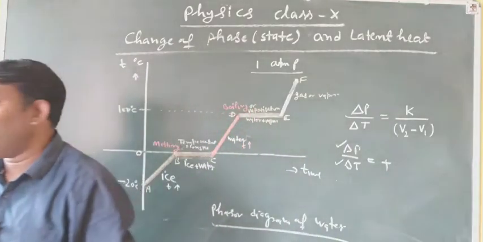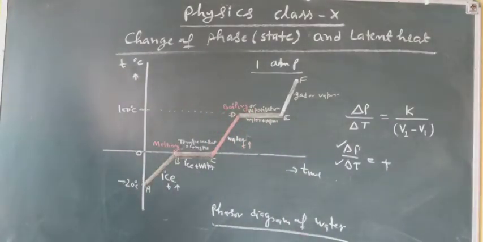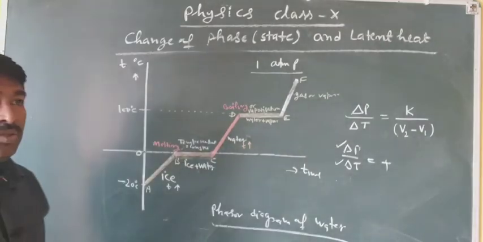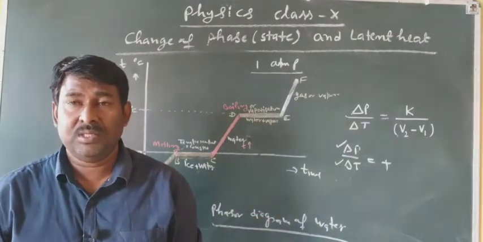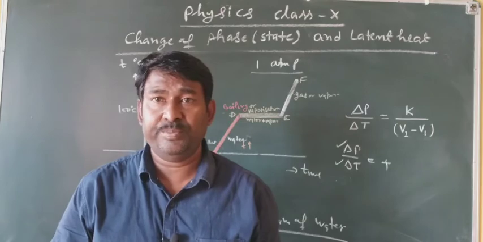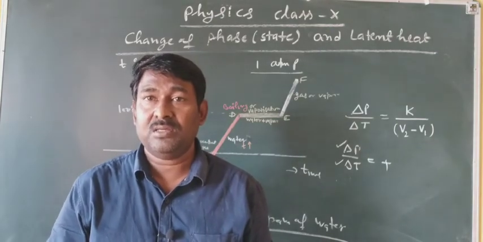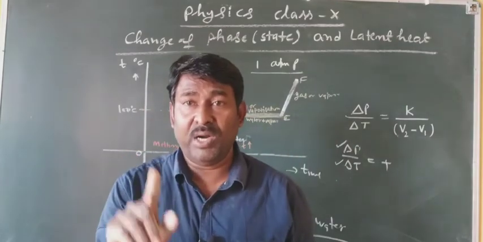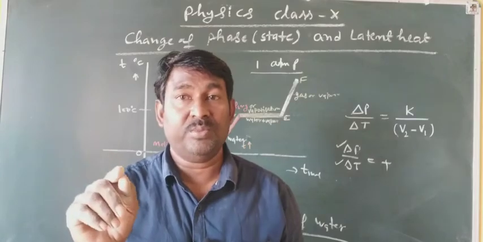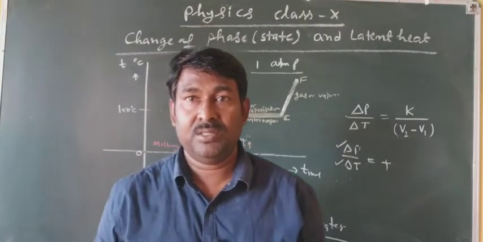So these are all the effects of atmospheric pressure. Now one more point: what happens when some impurities are added? Thus we conclude that the melting point of ice decreases by adding impurity to it, while the boiling point of water increases when some impurity is added.